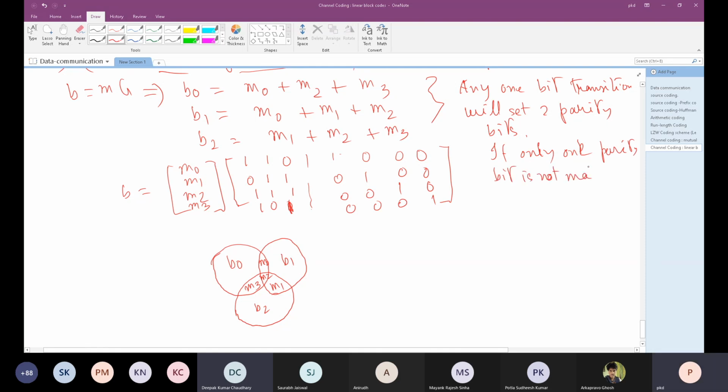that means what? Because any one bit transition in the message will give rise to a change of 2 parity bits. But if only one parity bit is not matching, then it is concluded that the error has occurred in the parity bit.